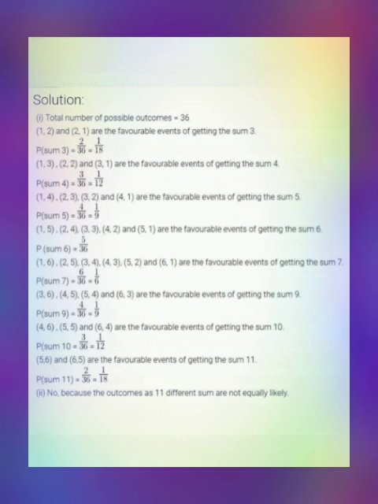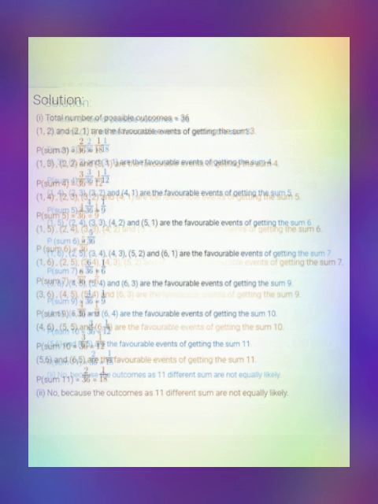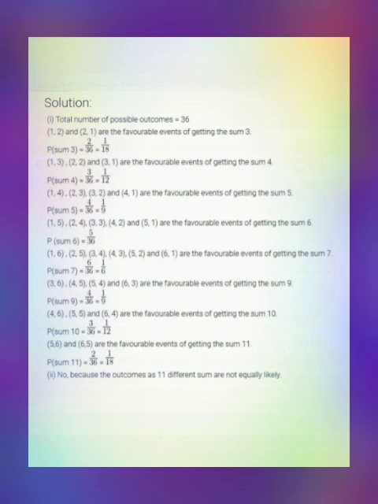So that will be 1,1; 1,2; 1,3, like that up to 1,6, 6 outcomes in the first row. Then 2,1; 2,2; 2,6, like that. It ends up with the last row 6,1; 6,2, and so on up to 6,6. So totally there are 36 outcomes. I hope you can recall this.